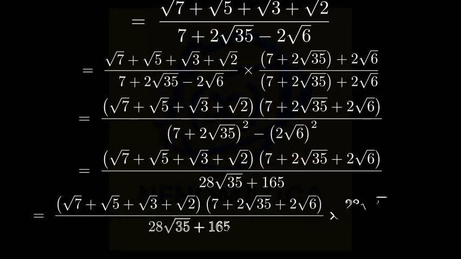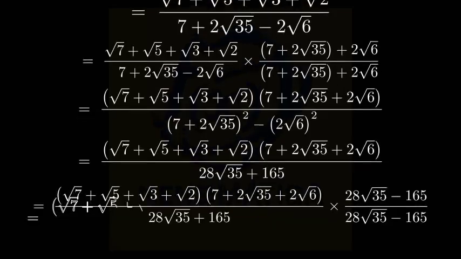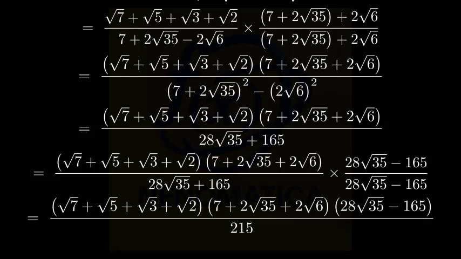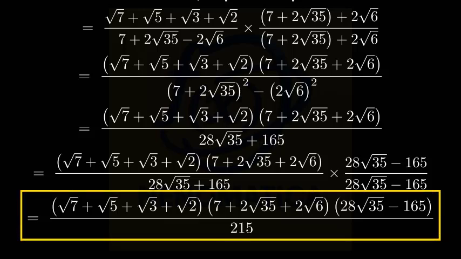Step 8. One last time. Multiply by the conjugate of the current denominator, 28 times square root of 35 minus 165, over itself. Step 9. Using the difference of squares one more time, the denominator becomes the square of 28 times square root of 35 minus the square of 165. This evaluates to 215, and that is the final simplified form with a fully rational denominator.